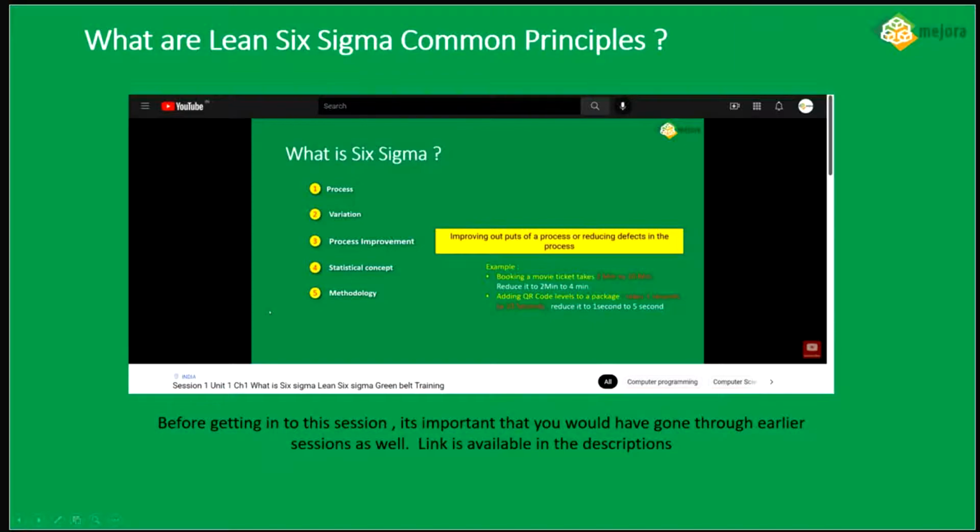Before we get into our session on what are Lean Six Sigma common principles, you can go and watch the session 1 video, what is Lean Six Sigma, which will first give you a high-level understanding of Lean Six Sigma, and that's how you can relate these principles to it as well. So let's start with our first topic.